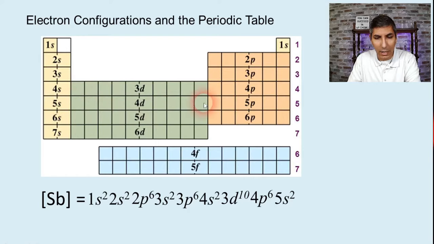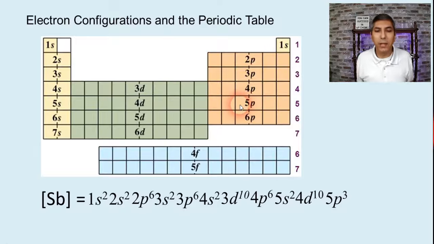4d has 10 boxes, so it's 4d10. And now we're getting close, so we don't want to pass this up. It's in the 5p section, and if SB is right here, it's 1, 2, 3 boxes into that section, so it's 5p3. And that's how you write the electron configuration for antimony.